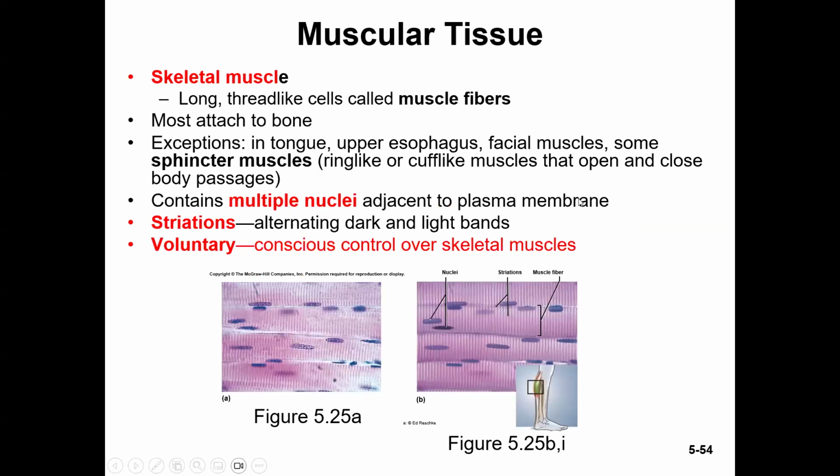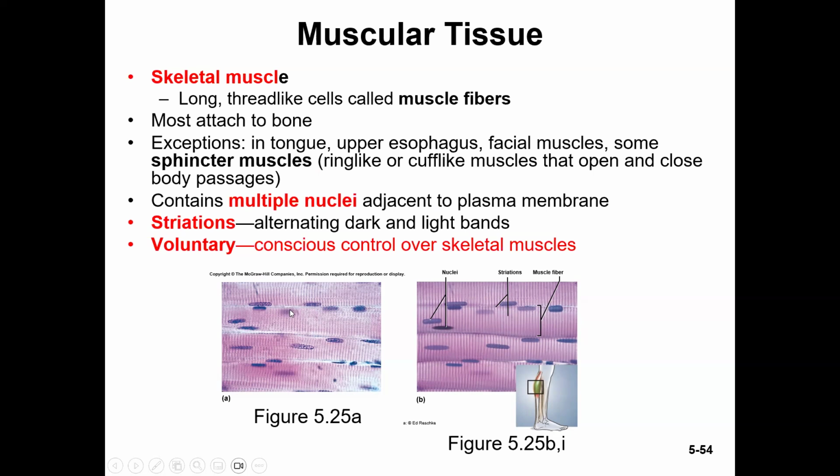Skeletal muscle, what do we need to know? Know what they look like for the lab practical. Know what they do here. Skeletal muscles have long thread-like muscle fibers, most attached to bone. Some will attach to other muscles. Some will attach to parts of the tongue. Some will attach to the skin, like we see in the facial muscles.